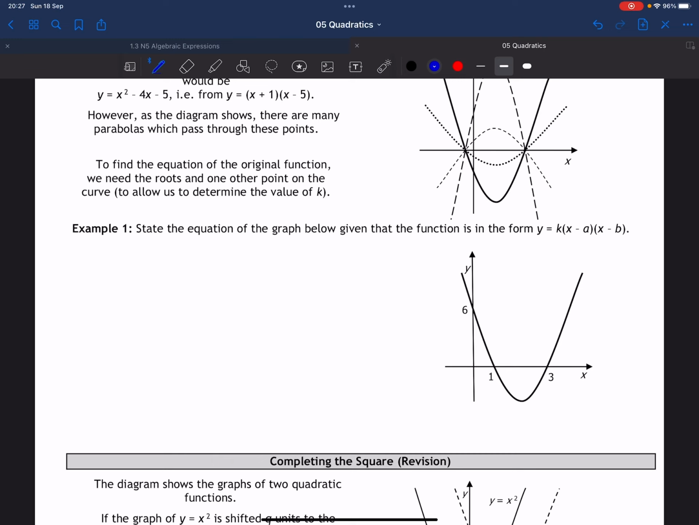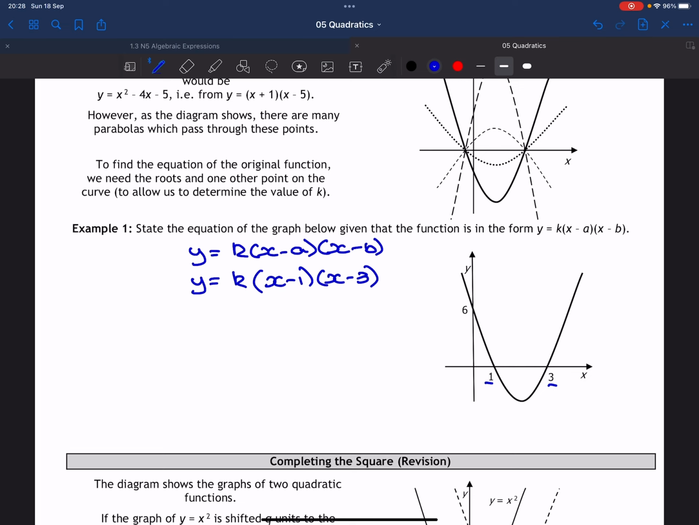So it's a parabola, so it's of the form y is equal to k bracket x minus a, x minus b. So first of all, let's put the roots into the formula here. So I get y is equal to k bracket. Now remember, if the root is 1, then the factor will be x minus 1. If the root is 3, then the factor will be x minus 3. The root is always the opposite of the factor.